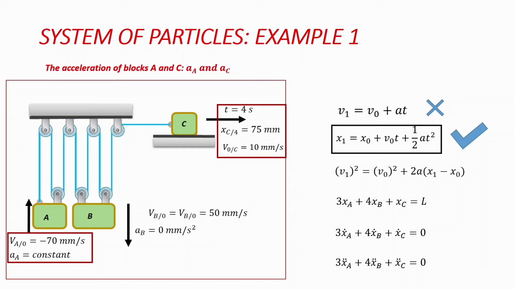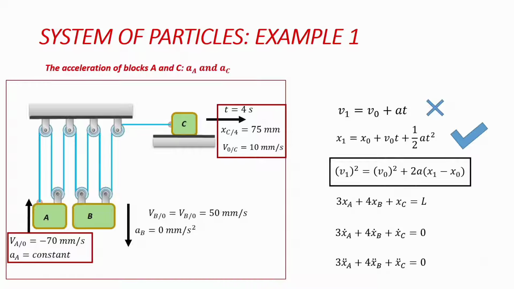Then what about the other block? We cannot use it to estimate the acceleration of block A because we have just the initial velocity of block A. So this equation may not be valid to estimate the acceleration of block A. Then we move on to the third equation. This equation may not be valid because, as we can see in this equation, we have a number of unknowns.